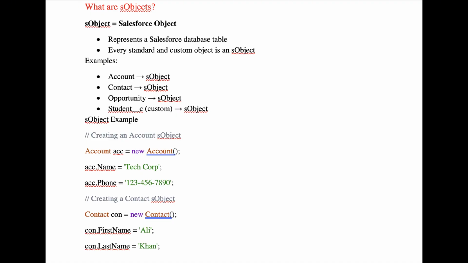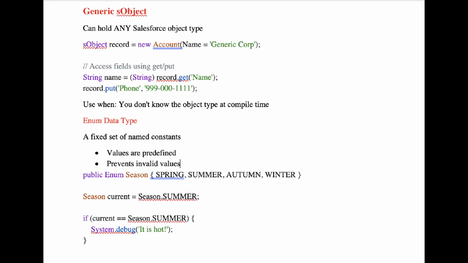What is the generic sObject? Apex also has a generic sObject type. This is flexible. It can hold any type of Salesforce record. You use it when you don't know at the time of writing code which object you'll be working with. Instead of using dot notation for fields, you use .get and .put methods. This is very useful in dynamic Apex and utility methods.